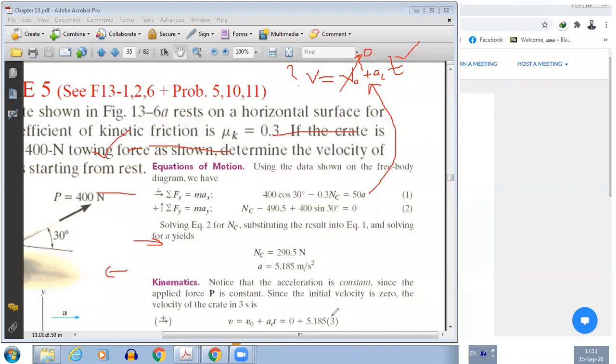Is there anything which is not clear within the solution? Please ask. Okay.